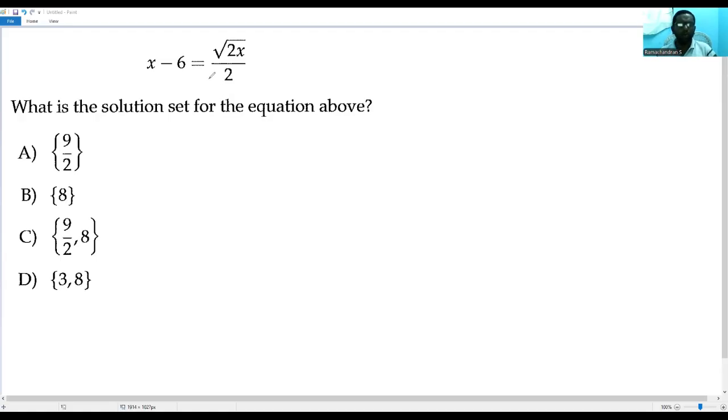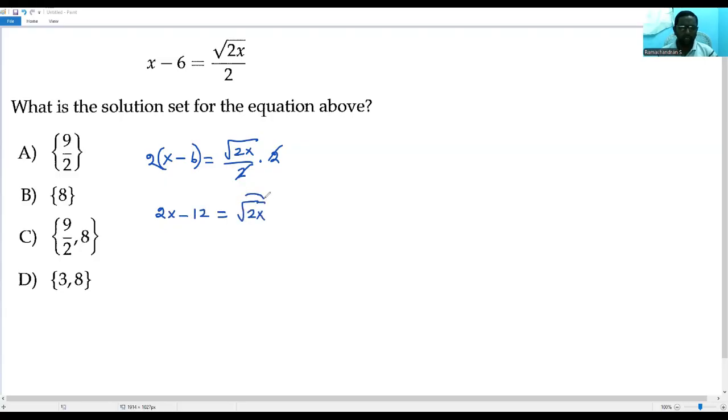Okay, now what we have to do is solve for x in this equation. Let me take this equation as it is: x − 6 = √(2x)/2. Let me multiply both sides of this equation by 2 to get rid of the denominator 2. Then this 2 will cancel out, and I'm getting 2 times (x − 6). Here this 2 can be distributed to x and −6. Then I'm getting 2x − 12 = √(2x).